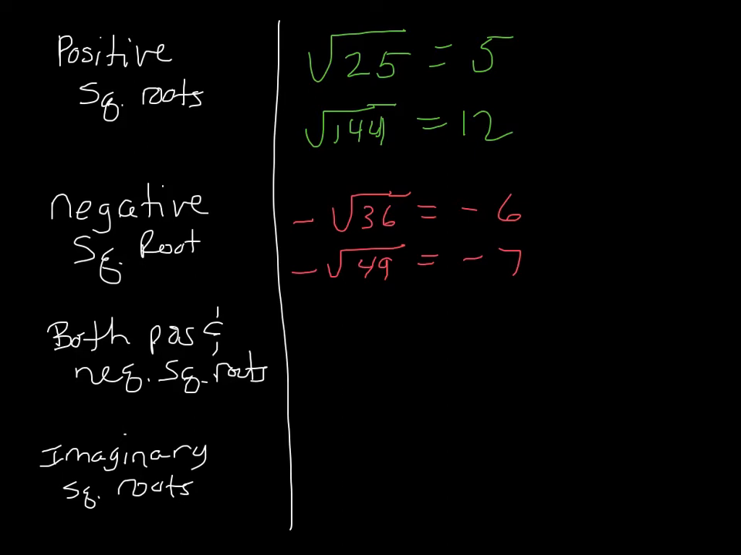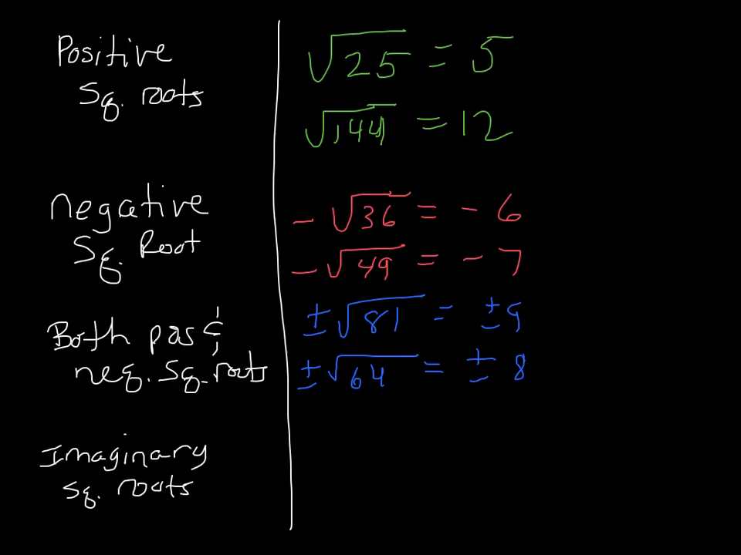Ones that have both positive and negative would look like this. Plus or minus the square root of 81. And the square root of 81, of course, is 9. So then your answer would be plus or minus 9. And we come across this quite a bit in algebra. So plus or minus the square root of 64, which would be plus or minus, excuse me, the 8. Sorry.